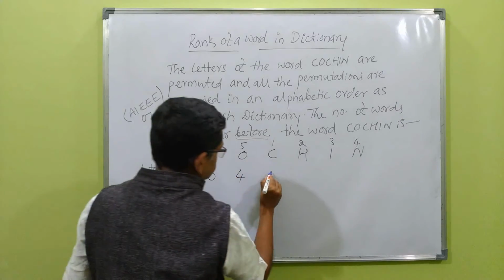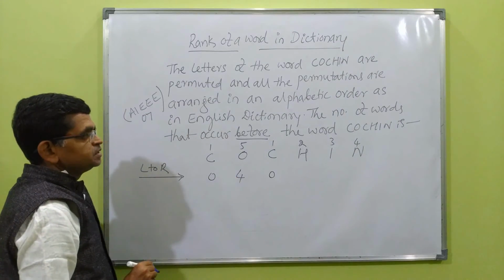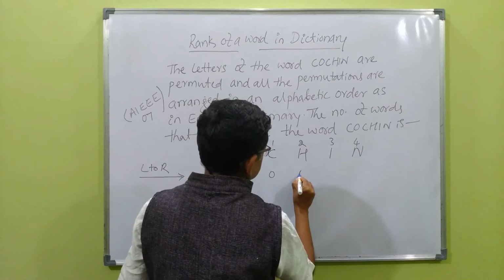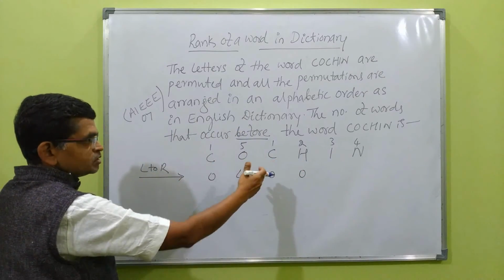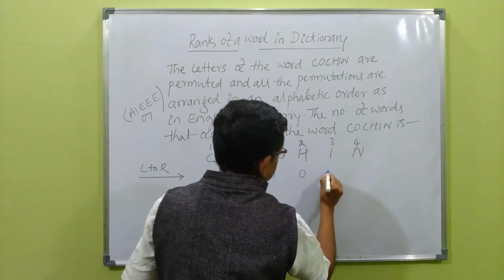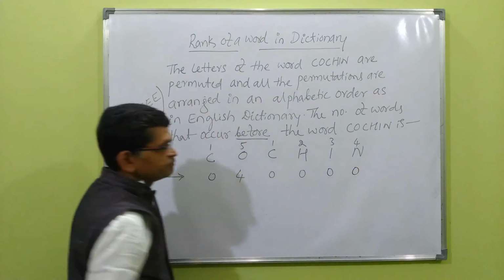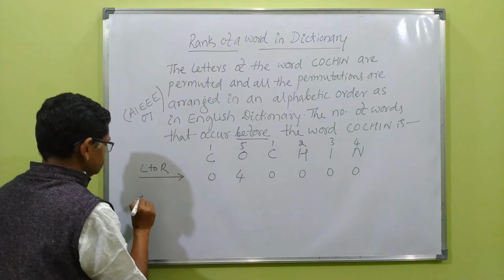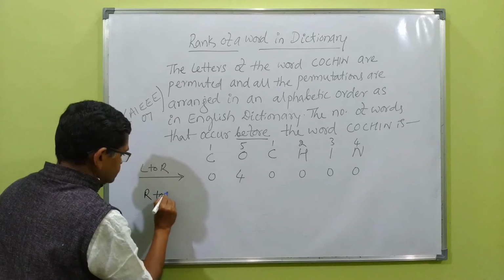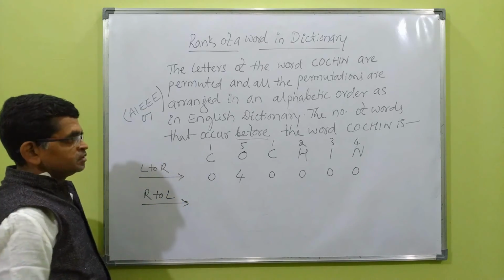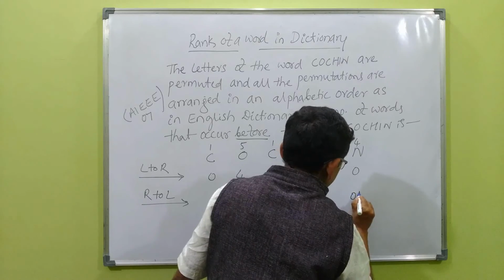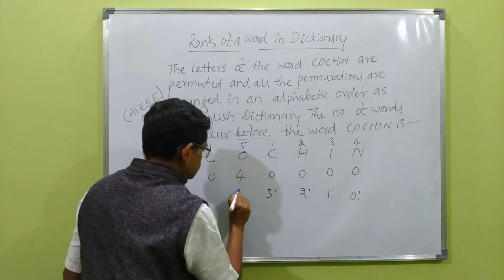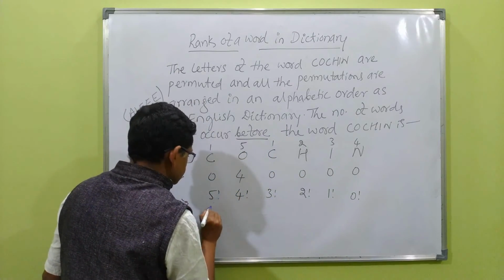And here this is 0. H means already C is occupied. So how many? This is 0. I means these 3 are already awarded. So this is 0. This is also 0. We got it. Now right to left. This is 0 factorial, 1 factorial, 2 factorial, 3 factorial, 4 factorial, and 5 factorial.